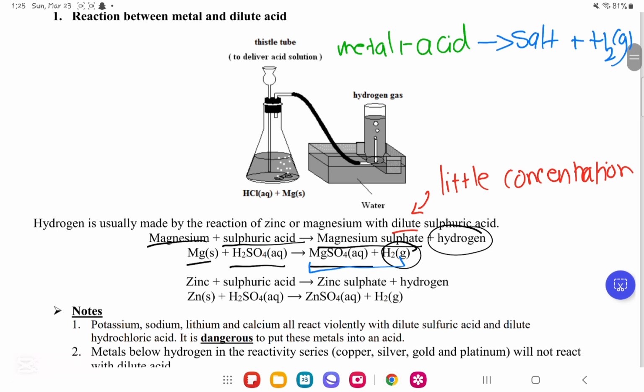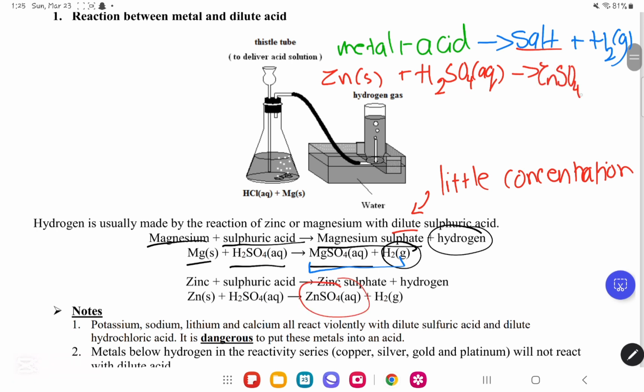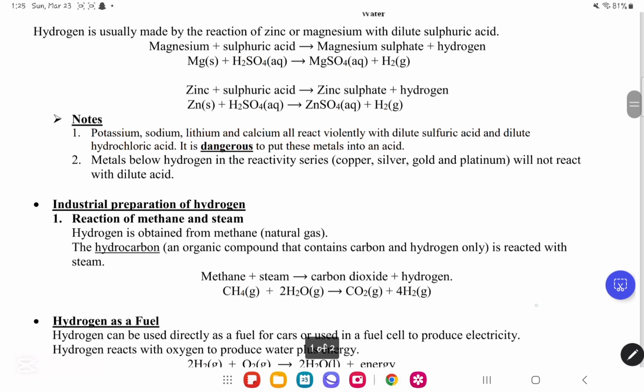And let us try for the zinc. So zinc, which is Zn solid, in addition to the acid, which is H2SO4 aqueous, will react to give us a salt, which is ZnSO4 aqueous, in addition to H2 gas. So as you see, if you have a general formula or a general format in front of you, it's going to become way easier. Okay, we move on to some notes.